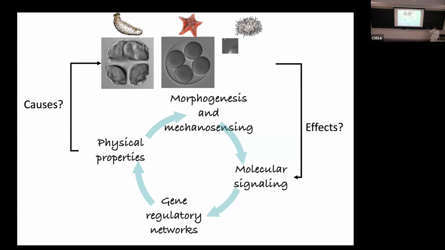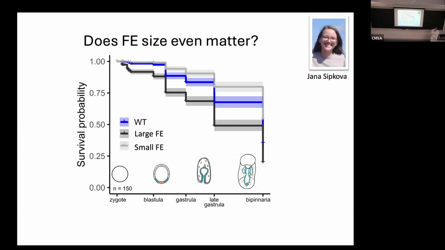Basically, what I wanted to bring home is that these echinoderm embryo systems are really great for trying to understand the causes of variation in shape, and eventually they will give us a handle on the effects of variation in shape. This is the other type of thing that we are working towards.